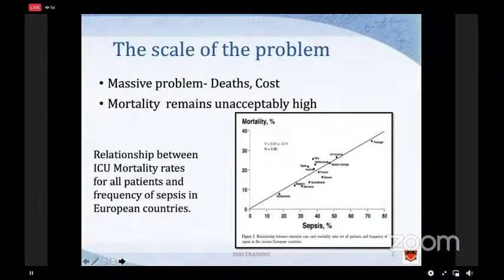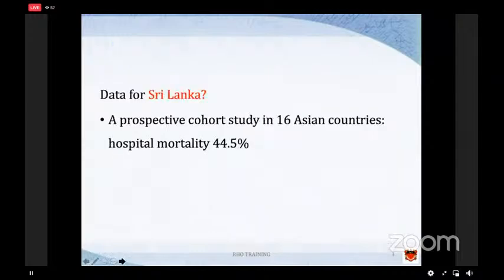Why we need to talk about sepsis is because it's a massive problem in the current clinical setup, especially among critically ill patients, because the number of deaths is high and the money that we have to put into it is huge. Even though we are giving everything free of charge here, if you go to a foreign country, you will realize how much it costs. And the other issue we need to be concerned about is the mortality. However much you spend on this issue, sometimes the mortality is inevitable. So the mortality risk is very high if you don't diagnose and treat septic patients early.